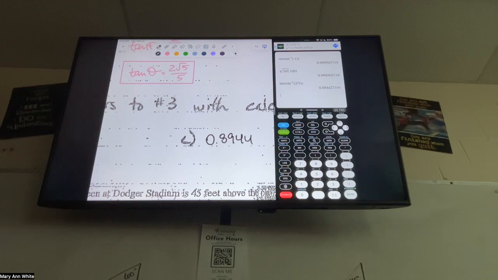0.8944. I want to see if 2 square root 5 divided by 5 is the same thing, and it is. So we are good.